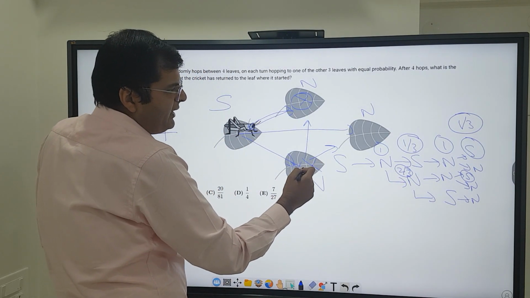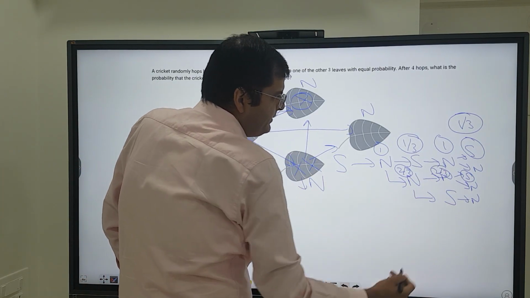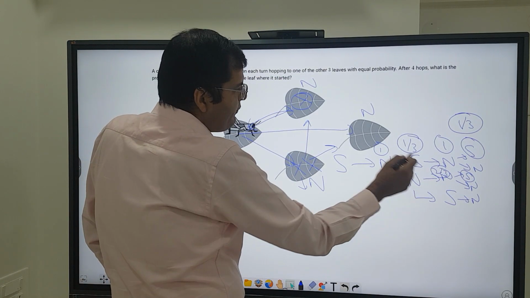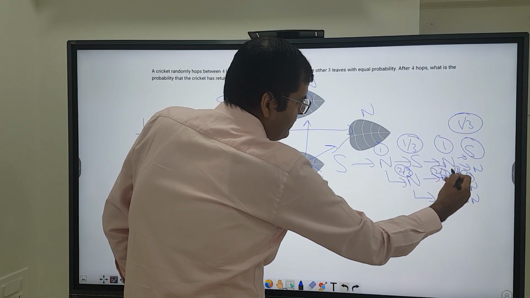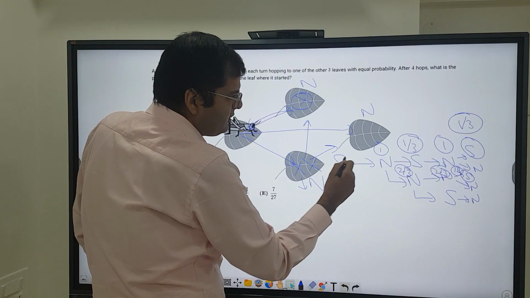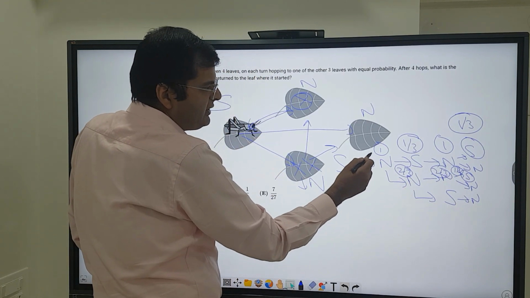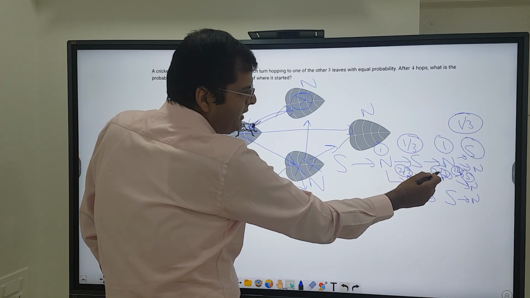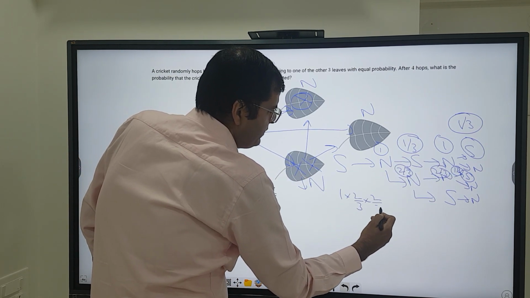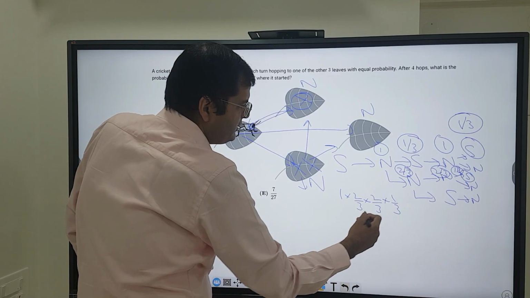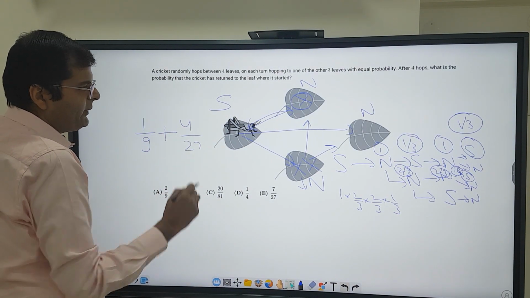Now I am at N again, and similarly from N I have to reach N again. That will be 2 by 3 probability again. Okay, and finally from N to reach S, the probability is 1 by 3, as we have seen earlier. So this other path, which is N S N N N S, the probability of that will be 1 into 2 by 3 into 2 by 3 into 1 by 3. That is 4 by 27. So this will be 1 by 9 plus 4 by 27.